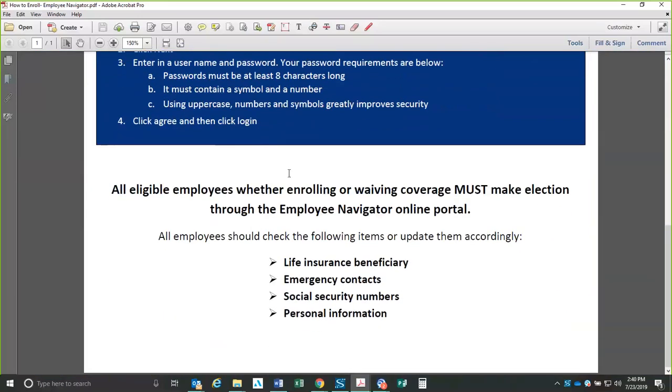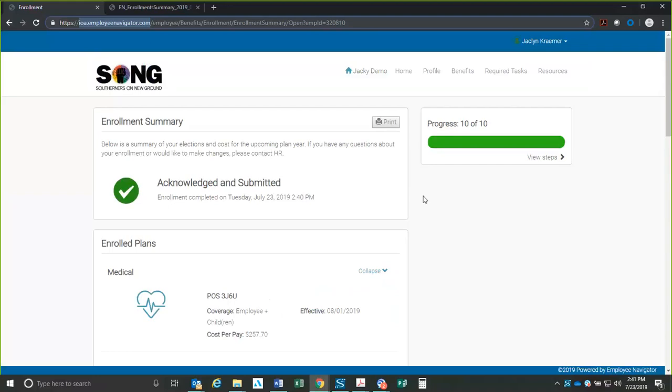We've also put a little blurb at the bottom to show you that everybody needs to come into the system, whether you are enrolling or waiving, in order to make the selection. And we also want you to make sure that you've updated your insurance beneficiary, your emergency contacts, check that your socials are correct, and your personal information is correct. Because remember, I built this with the data that I had. What if I made a typo? So we definitely want to make sure that you've looked at it.